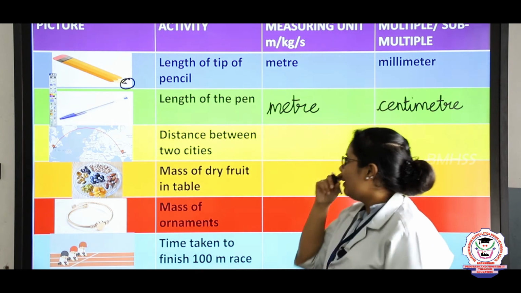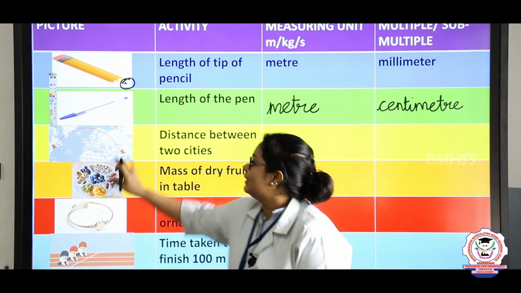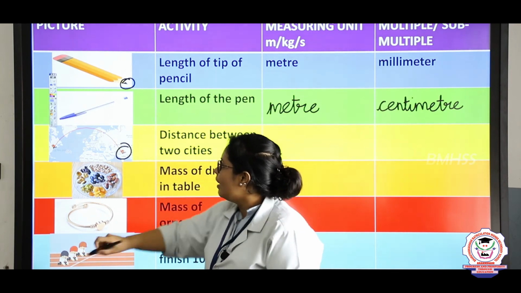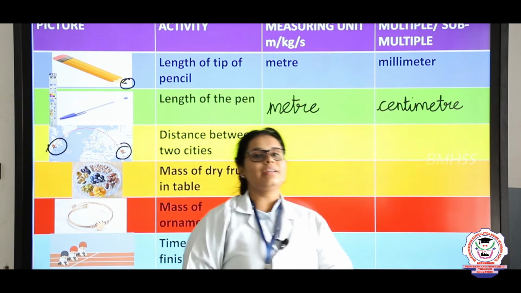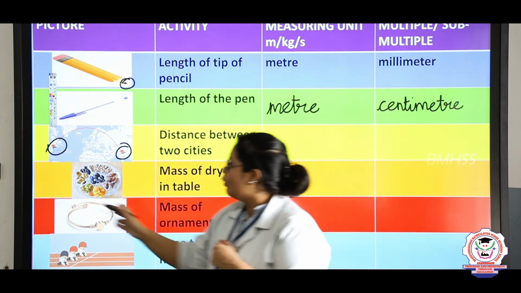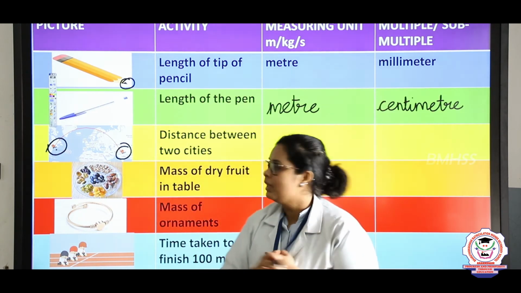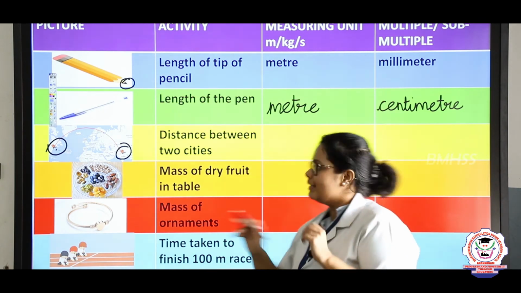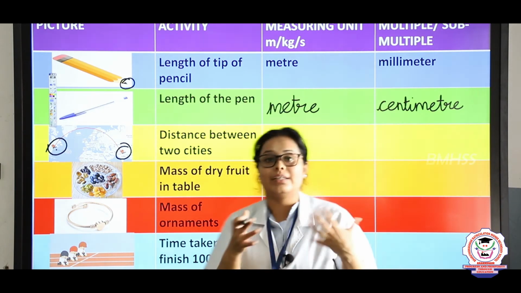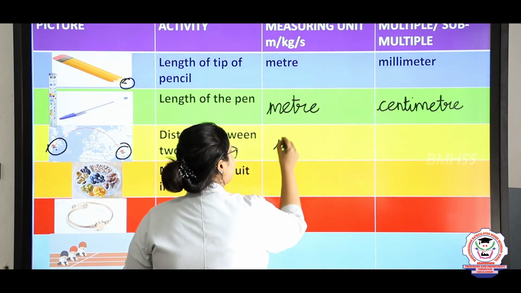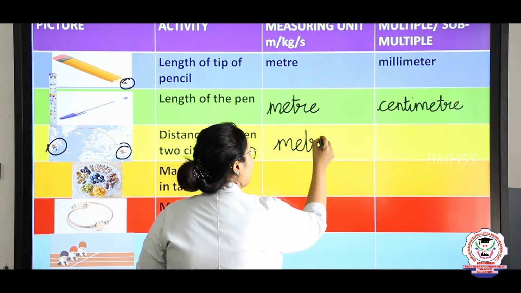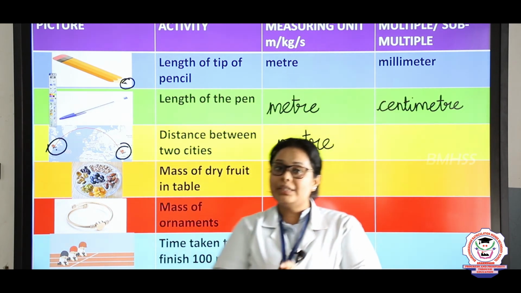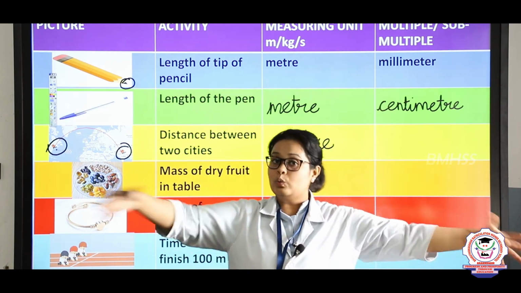Right children? Now let's come to this diagram. In this diagram there are two different countries. Here it is India and here it is Antarctica, or you can call it as different place. Now you want to measure the distance between this. Now the normal unit for distance is what children? It is meter, right? For measuring the distance is meter. So what it is? M-E-T-R-E, meter.